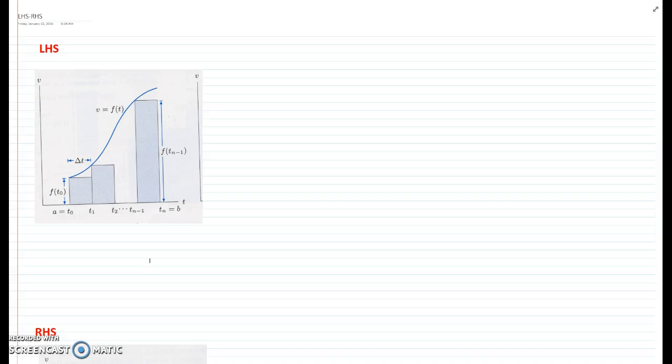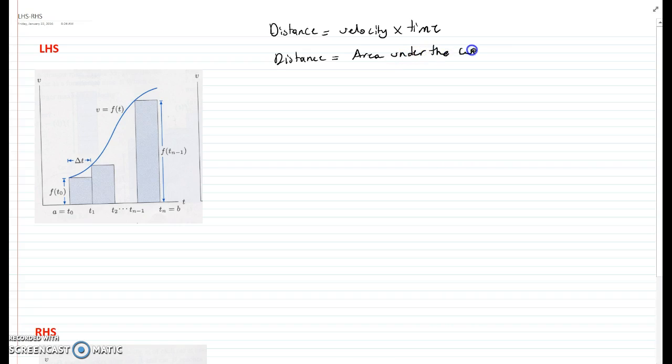Okay, what happened with the underestimate and overestimate of distance traveled is exactly the process that we have done with the left-hand or right-hand sum for the area under the curve. Again, remember one thing: distance traveled was equal to velocity times time, and that's why distance will be the area under the curve, which we tried in class in different ways.